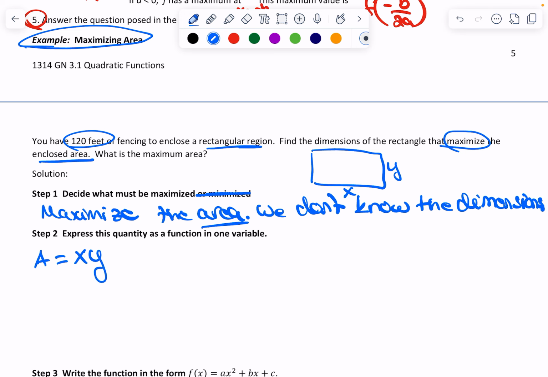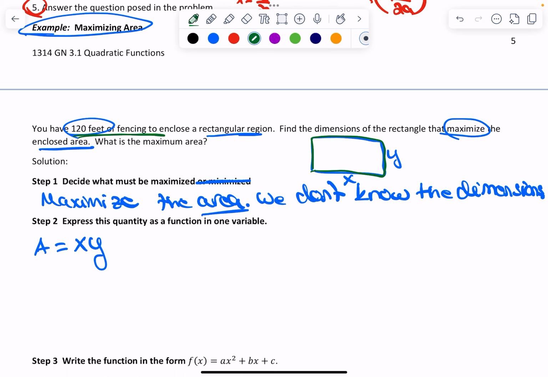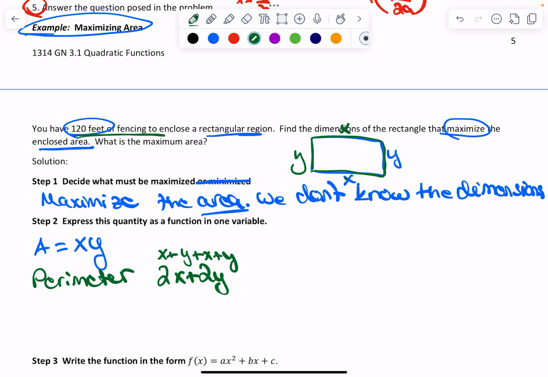Now, what we do know here is that there's 120 feet of fencing. So this whole thing, if we walk around it, is 120 feet. So what we need to figure out is the perimeter. So 2x plus 2y, so there are two x's and two y's when we walk around it. If you're not sure, you can just go x plus x plus y plus y, kind of like walking around this whole thing, equals 120. That's how we calculate the perimeter.